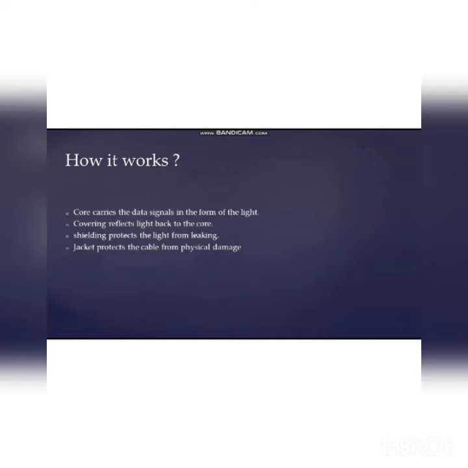Covering reflects the light back to the core. Shielding protects the light from leaking. Jacket protects the cable from physical damage. Fiber optic cable is completely immune to EMI and RFI. This cable can transmit data over a long distance at the highest speed. It can transmit data up to 40 kilometers at the speed of 100 gigabytes per second.